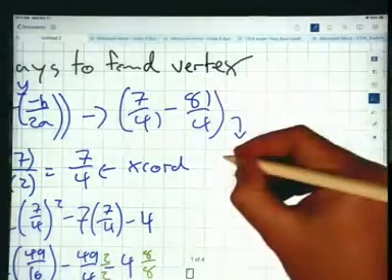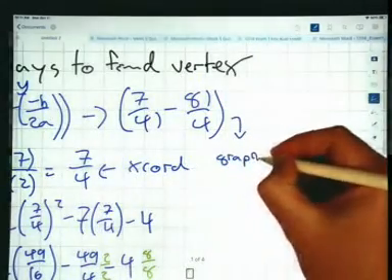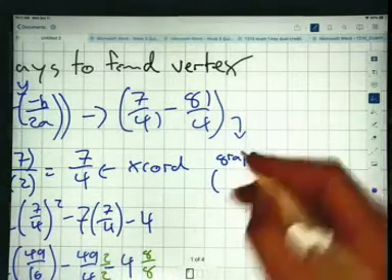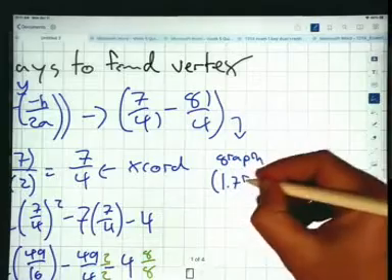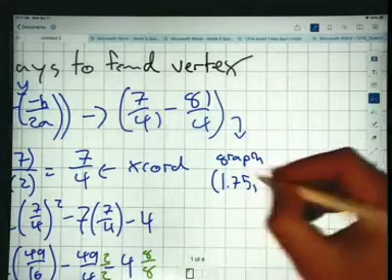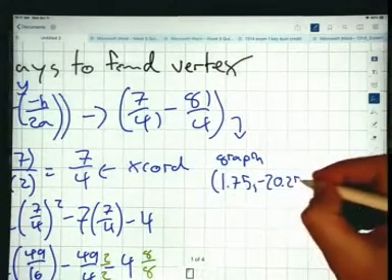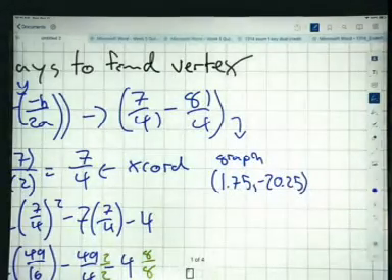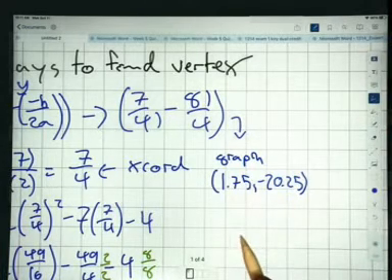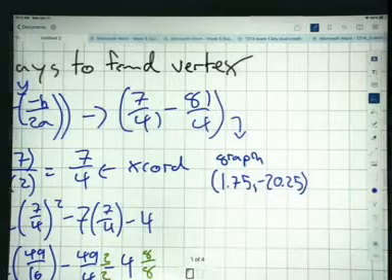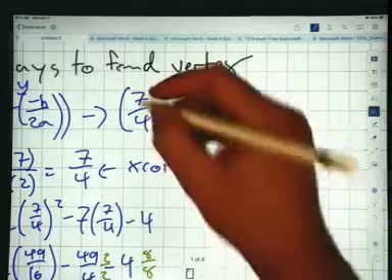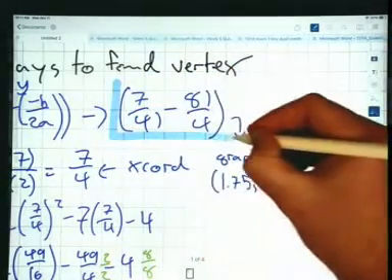Now, when it comes to graphing, yeah, you want to think about changing these values into decimal values. So that's going to be 1.75 and then a negative 20.25. When it comes to graphing, this is what you want to use so that we can get an accurate graph. But when it comes to finding the vertex, when I say what is the vertex of this parabola, this is what I want to see.